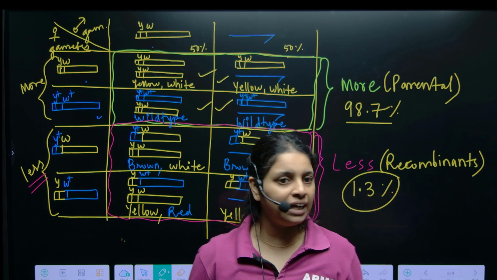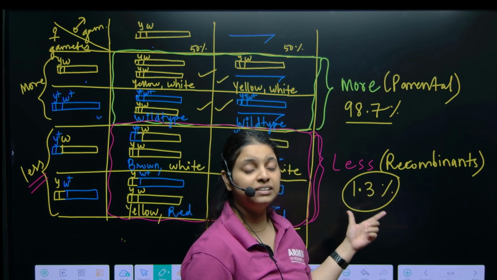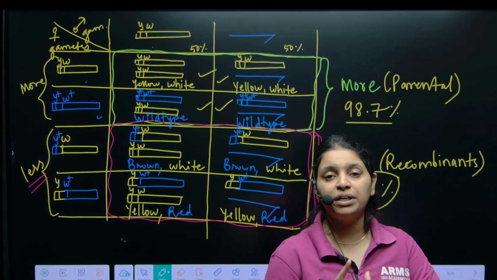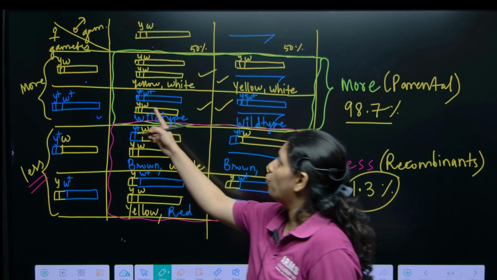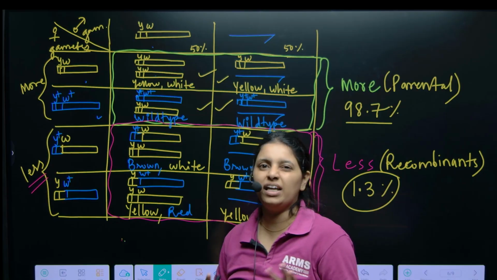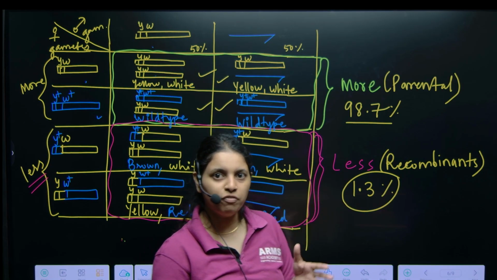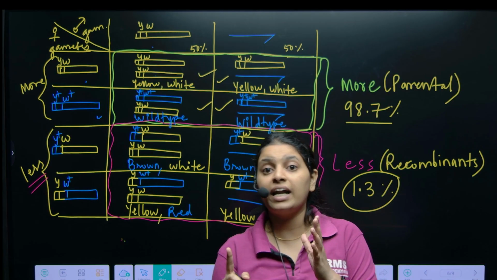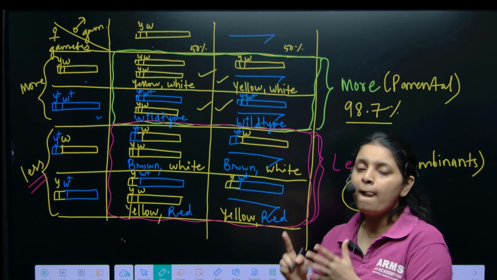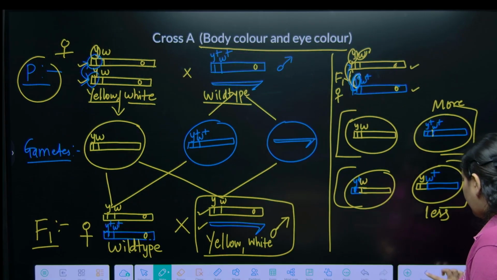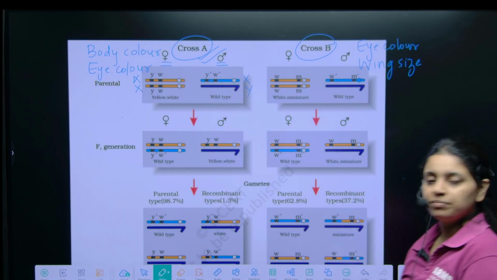Now as the recombinants are so few, it suggests that the chance of crossing over between the genes Y and W is very less. That is why you are getting only 1.3% recombinant. The chance of crossing over between body color and eye color genes is very, very less. Okay. Now let's go back to the NCERT table.